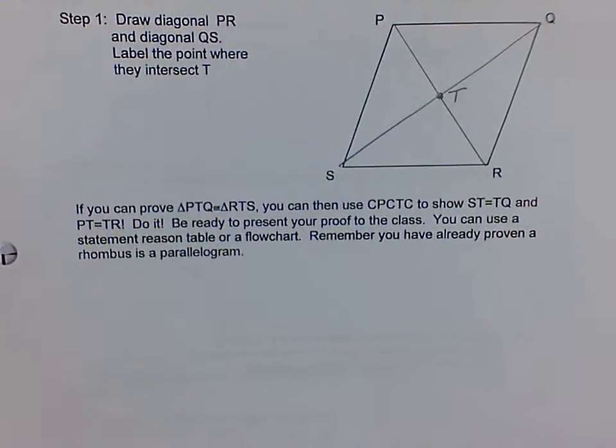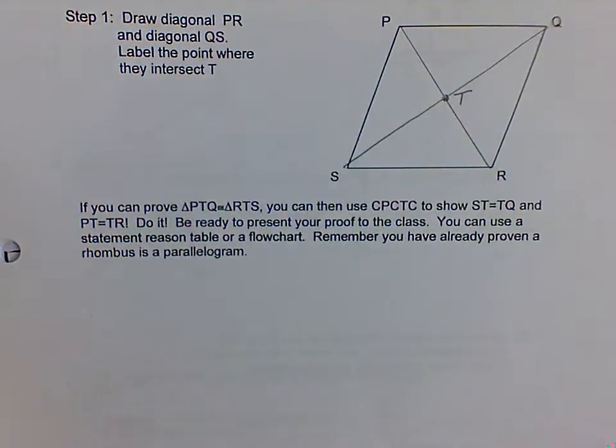All right, and then looking at the bottom part of this, it says, if you can prove that triangle PTQ is congruent to RTS, you can then use CPCTC to show that ST is equal to TQ and PT is equal to TR. Do it. Just be ready to present your proof to the class. You guys won't be presenting this, and I'll walk you through it.